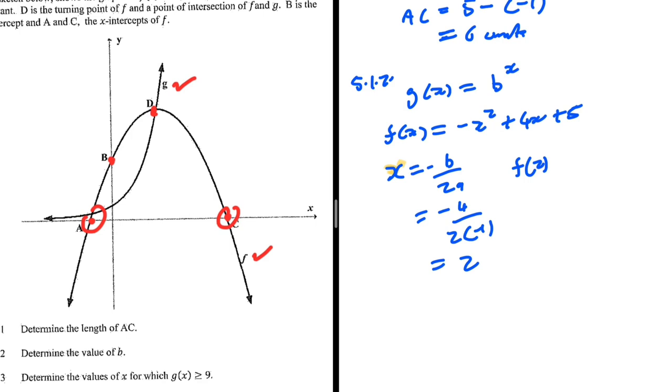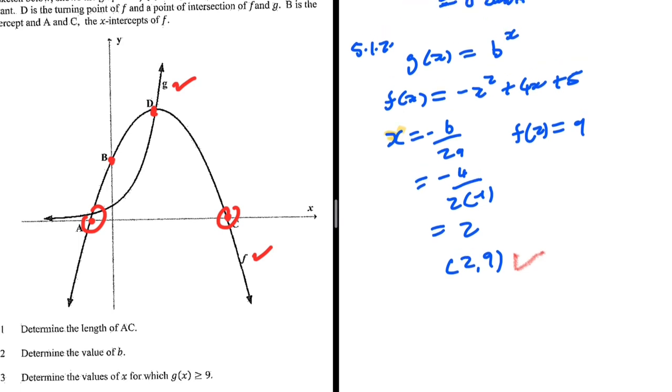So minus 2 squared plus 4 multiplied by 2 plus 5 is equal to 9. So f of 2 is equal to 9. So this point, when x is equal to 2 and y is equal to 9, lies on g of x. So we can substitute it into g of x.